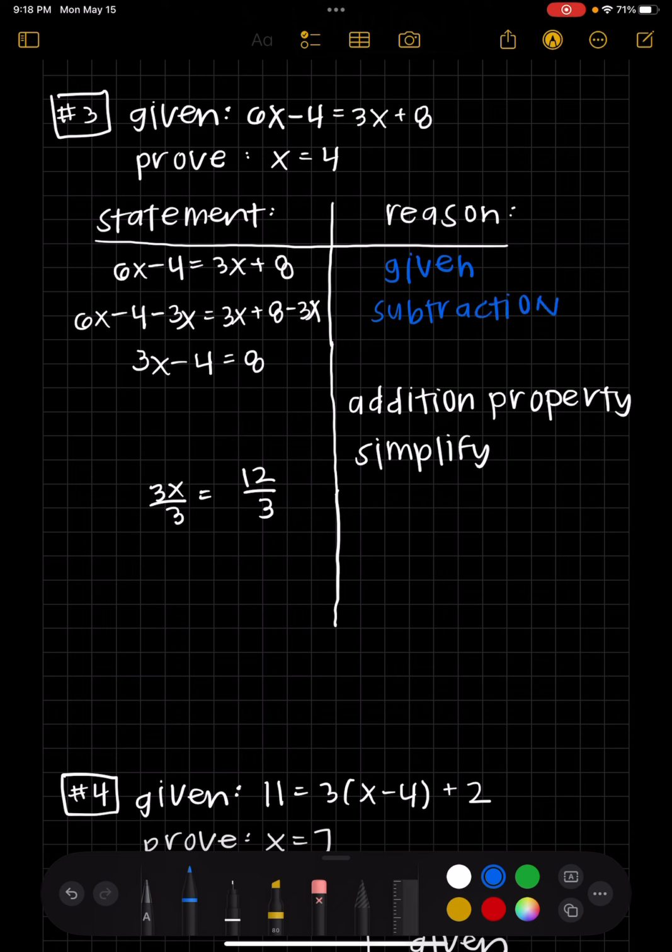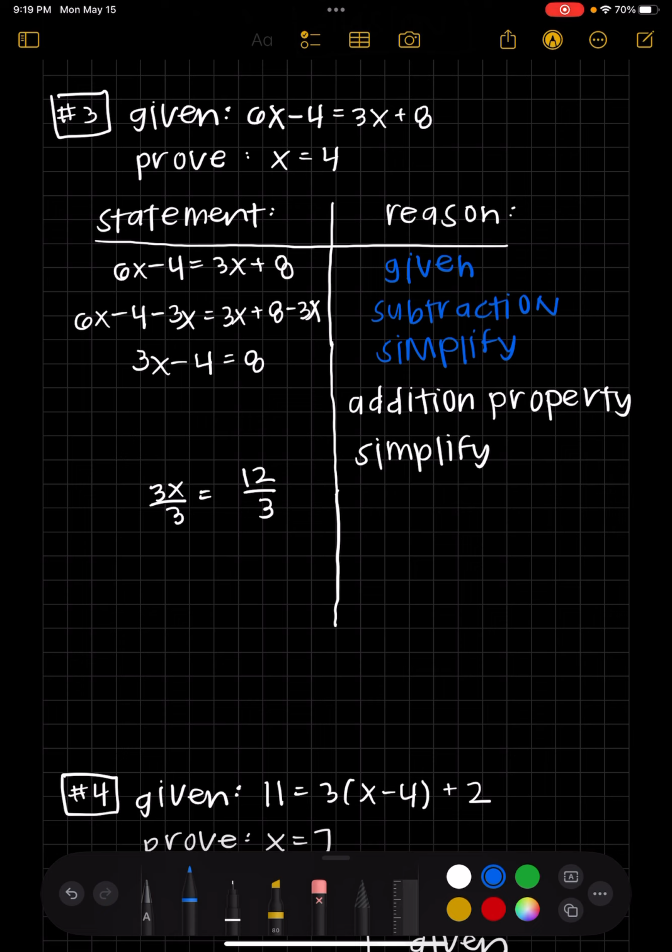Okay, then the next statement in the statement column is 3x minus 4 is equal to 8. And if you notice, this one is just if I were to combine like terms or simplify. And so simplify is my reason, which again, even though that's not a part of the algebraic properties that we were just talking about, we can use that as a reason. We can just simplify.